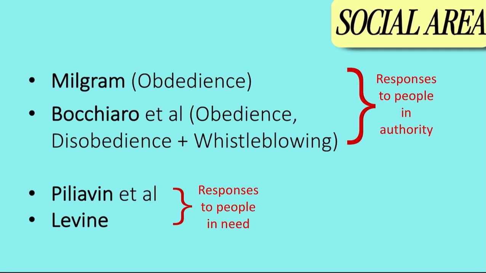The social area involves Milgram, Bocchiaro, Piliavin and Levine studies. Now, the first two link to the key theme of responses to people in authority, and the latter two link to responses to people in need. So these are key themes which you need to know, because in the exam they can ask you to link any of these studies to the key themes as well as linking it to the social area. I will go through this in another video and I'll give you guys examples on how to do this.